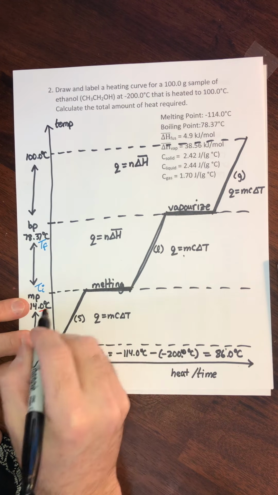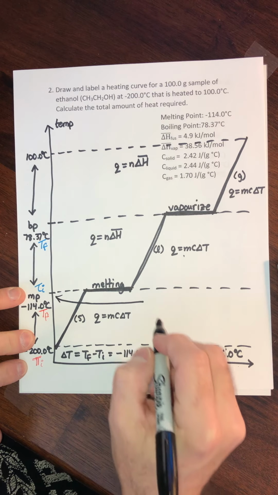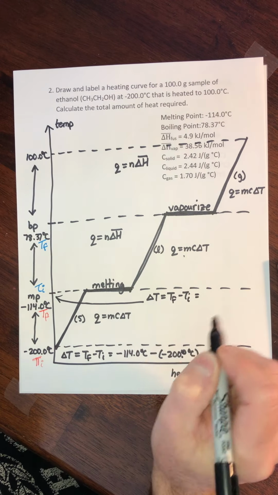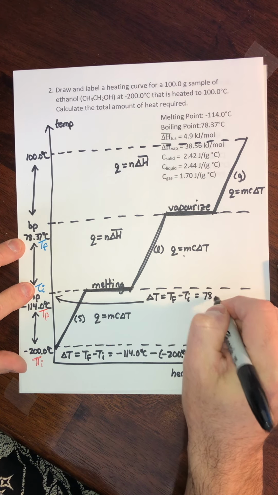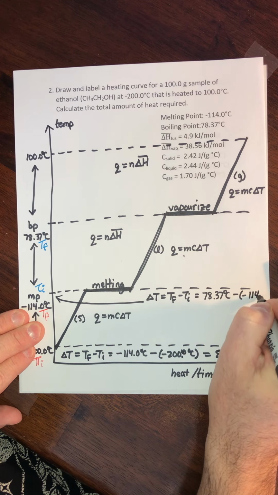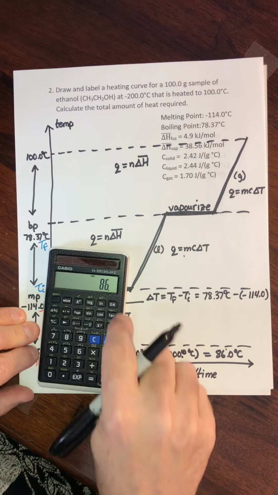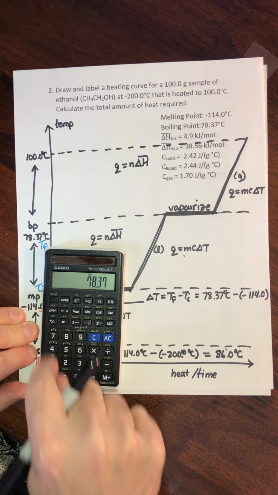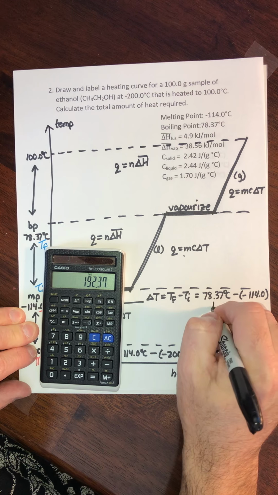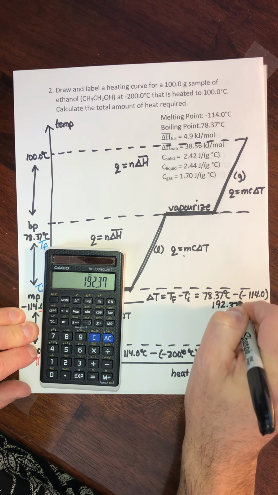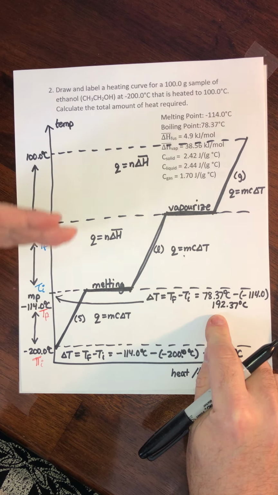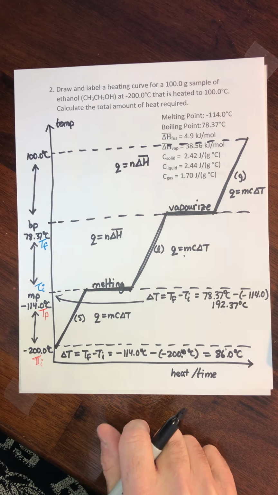Okay, so let's say that we'll squeeze in this temperature change here. Delta T is T final minus T initial. So my final temperature is 78.37. Subtract off the negative 114. So we pull out our calculator. 78.37 minus a minus is a plus, so 114 gives me 192.37 degrees Celsius. And again, I'm pretty pleased with this because the temperature is going up, so it's a nice positive delta T.